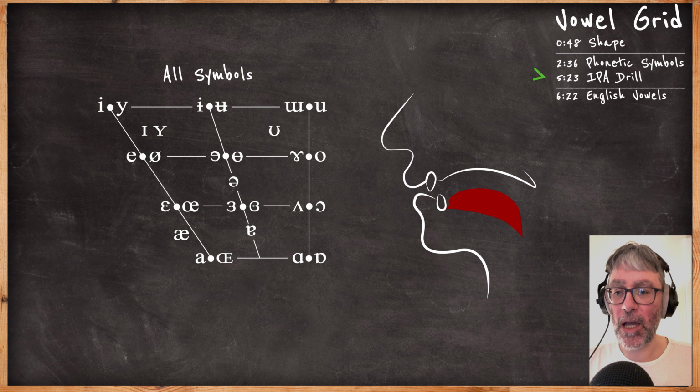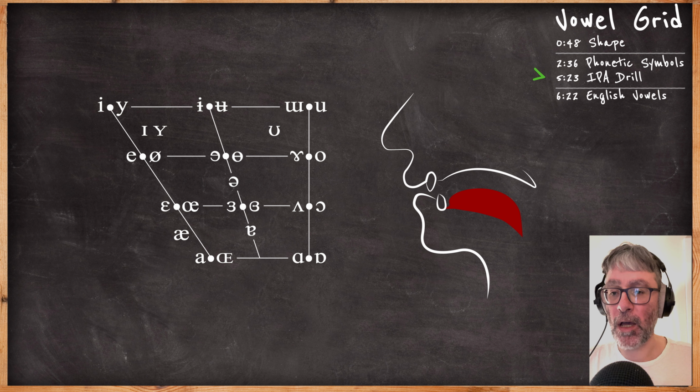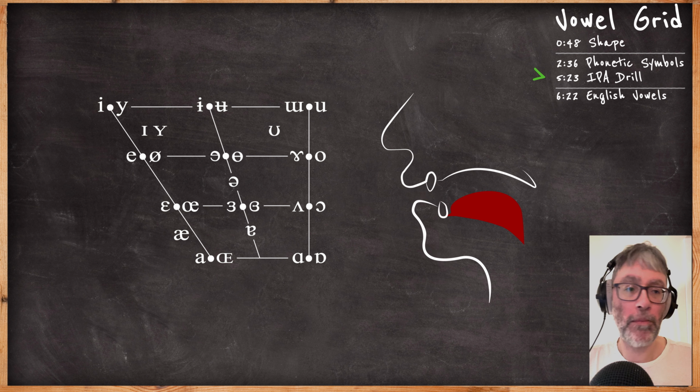Right, let's have a go then. We'll go from front to back, gradually opening the jaw, so starting at close front unrounded and ending our drill at open back rounded.